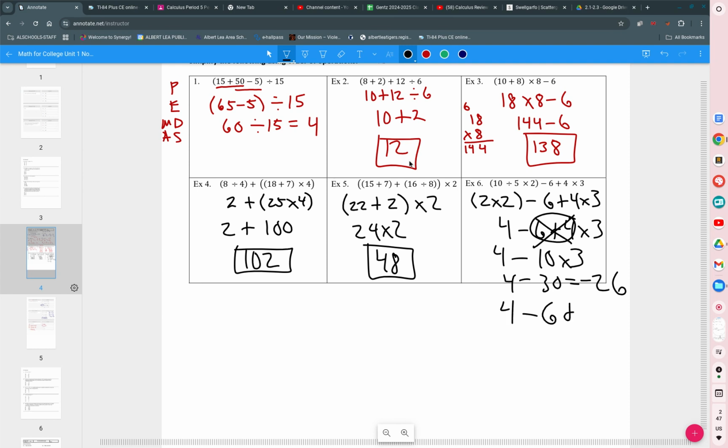4 minus 6 plus 12. And 4 minus 6 is negative 2 plus 12. And negative 2 plus 12 is 10. Better? Okay, so avoid those mistakes.